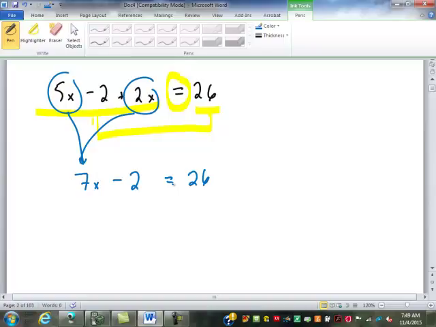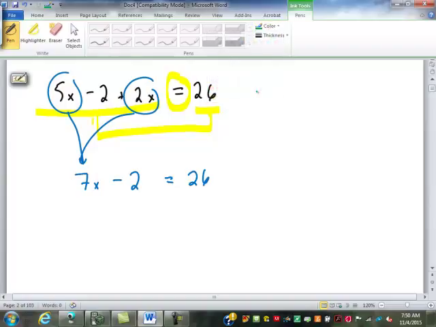So I've combined the two different x's, the 5x and the 2x, into a single term, 7x. So now it's just like some of the equations we solved last class. That is true on any equation. I can combine and simplify anything on one side of the equal sign and the other side. I just can't cross over the equal sign to combine and simplify. But I can do whatever I want on each side separately as far as simplifying and combining.